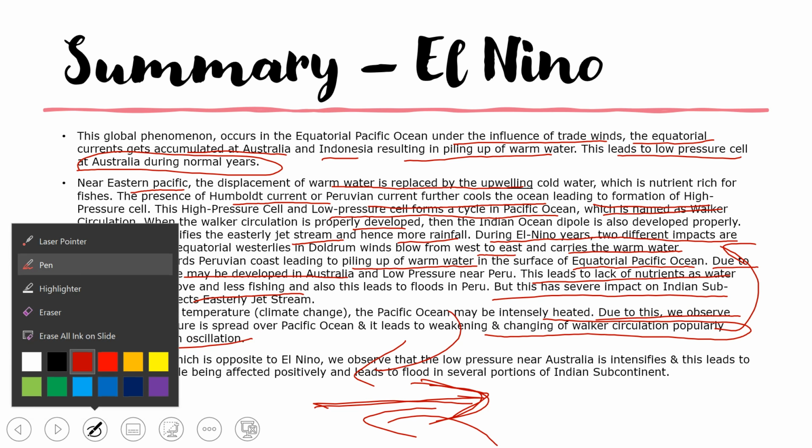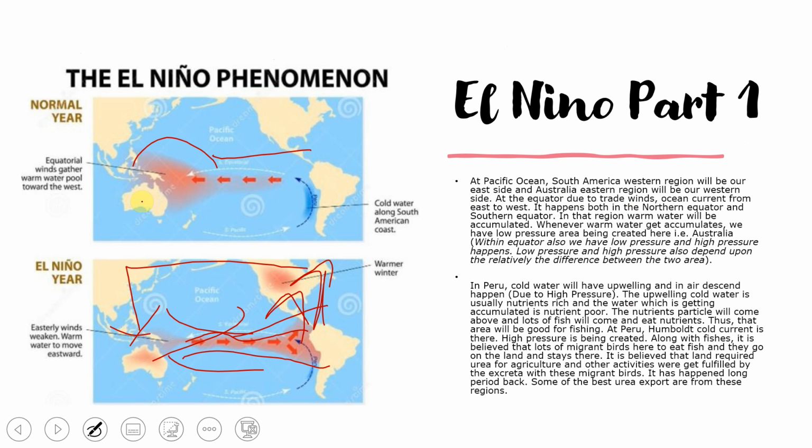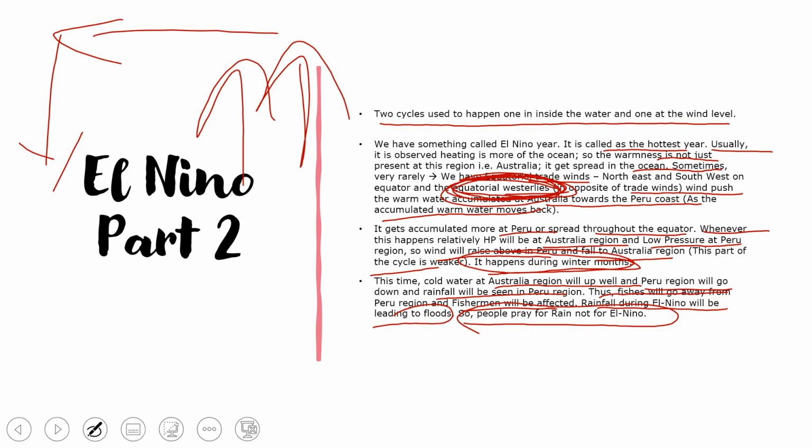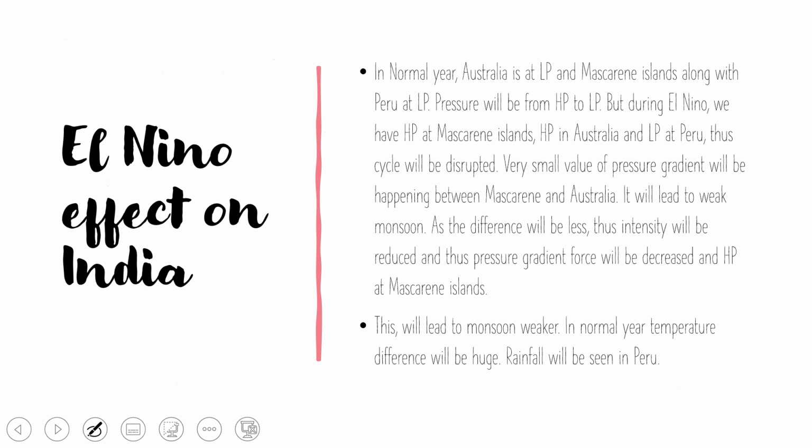During a La Nina year, which is the opposite of El Nino, we observe that in a normal year Australia faces low pressure, but in a La Nina year it will get intensely low pressure, more low pressure will be there. That low pressure in Australia intensifies and this leads to the Indian Ocean dipole being positive, that means heavy rainfall, and Australia will get very intense floods and it leads to floods in several portions of the Indian subcontinent as well.